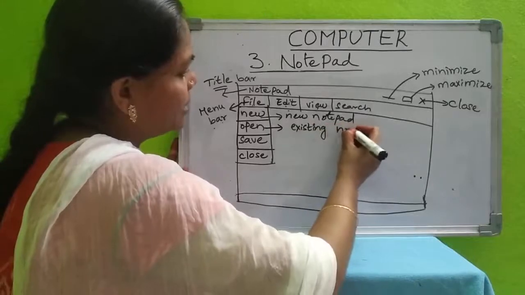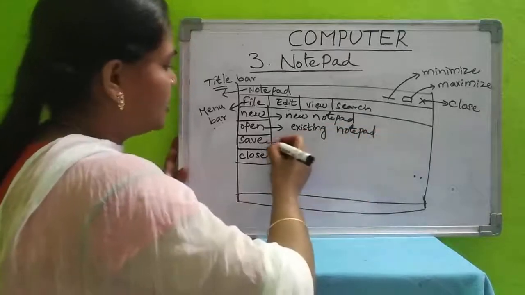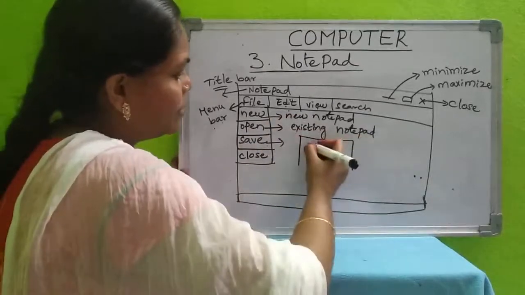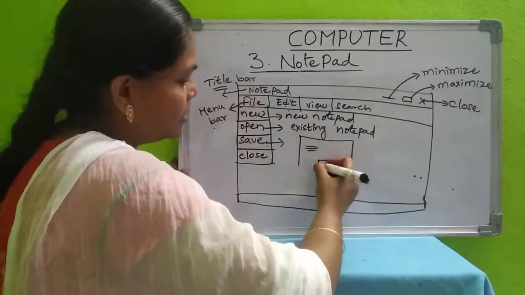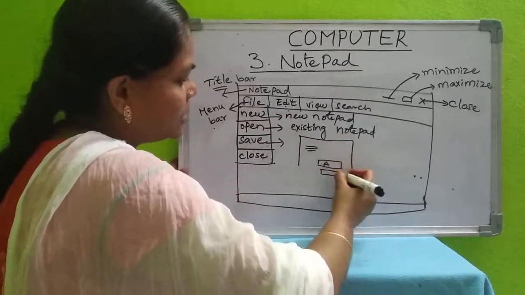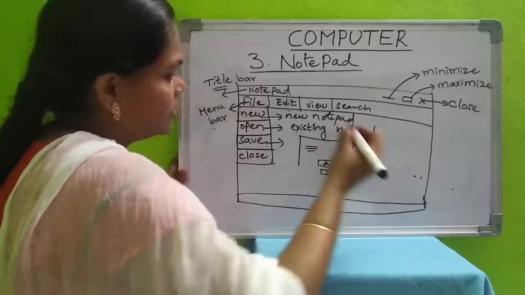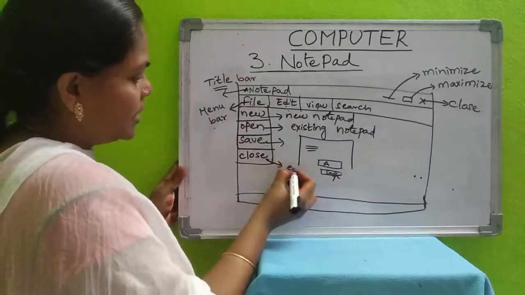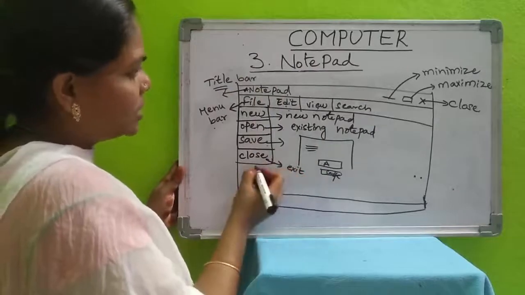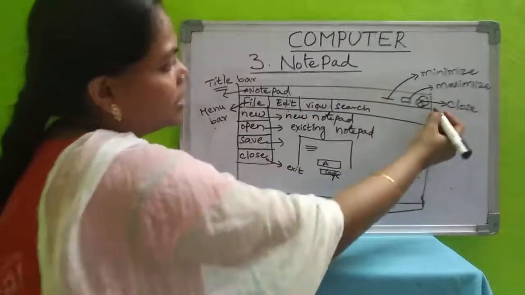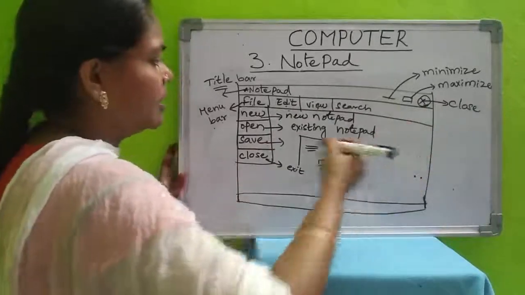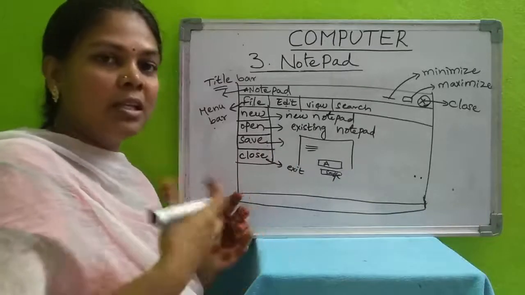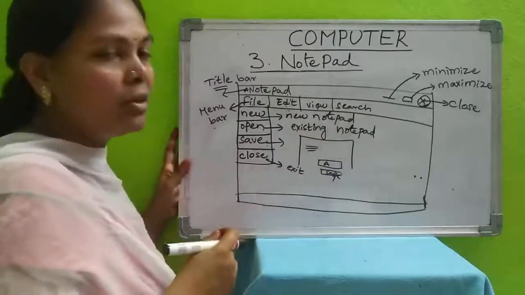Existing Notepad you can open. Save: you have to give some file name and save it. When you click on Save, a separate window will be opened. Wherever you want, you give some file name and save it. That name will be displayed here on the Notepad. Next, Close. You can exit from this Notepad, or you can close it directly here. If you close here, the message will be displayed: Do you want to save the changes? Yes or no? If you want to save the changes, click yes. Changes will be saved and the Notepad window is closed.